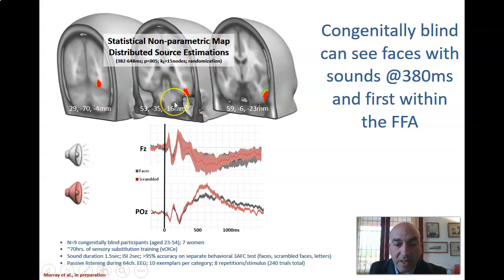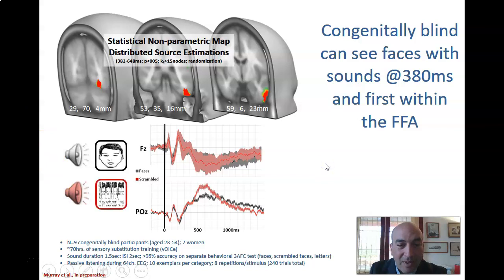Here we had 9 congenitally blind participants listening to soundscapes of the following types of information. These stimuli were faces and scrambled faces. Our blind participants were able to easily discriminate between those that were representing faces and scrambled faces, and their event-related potentials were also discriminating between faces and scrambled faces. Here, a representative electrode at frontal central midline, parieto-occipital midline.